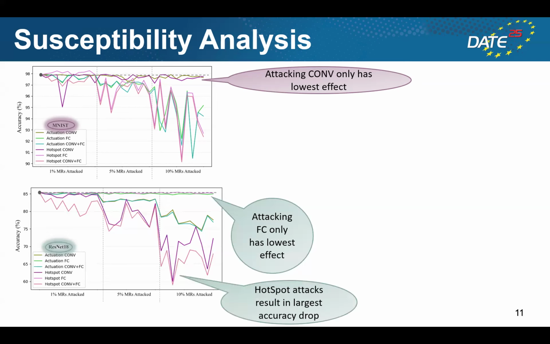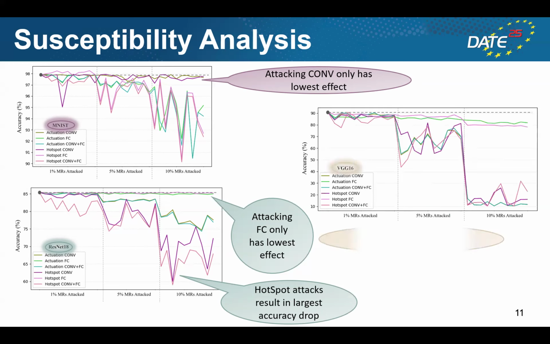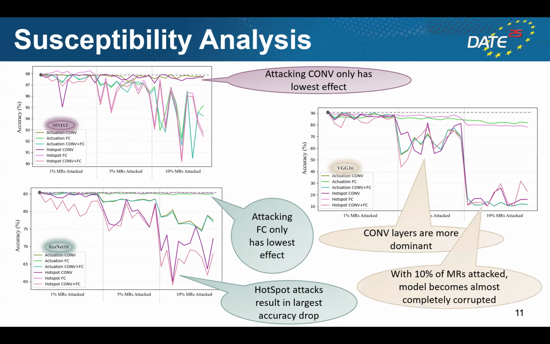And we can also see here that the hotspot attacks resulted in a much larger accuracy drop than the activation MR attacks. And this is just because the hotspot attacks are naturally more concentrated or targeted than the activation attacks. And finally, for the VG16 model, attacking the convolution layers was also more dominant. And here we also saw that when we attack 10% of the total MRs, either in the convolution block only or both blocks simultaneously, the model became almost completely corrupted.